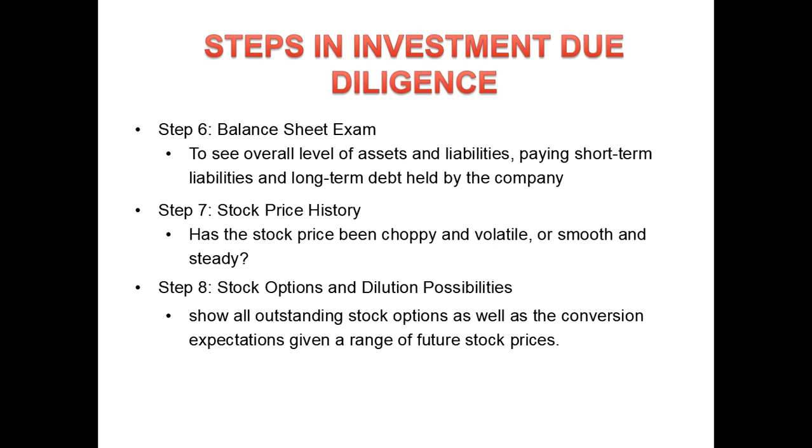Next step is the balance sheet exam. You have to see the overall level of assets and liabilities, paying the short-term liabilities and the long-term debt held by the company. Then you have to look at the stock price history. Has the stock price been choppy and volatile or smooth and steady? Then you'll have to look at the stock options and the dilution possibilities. You have to see all the outstanding stock options as well as the conversion expectations given a range of future stock prices.